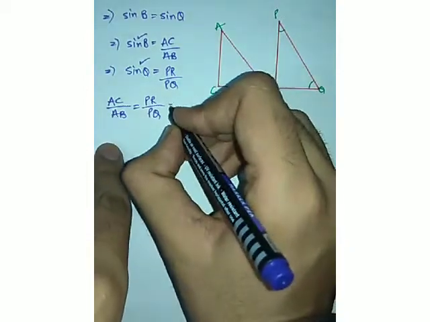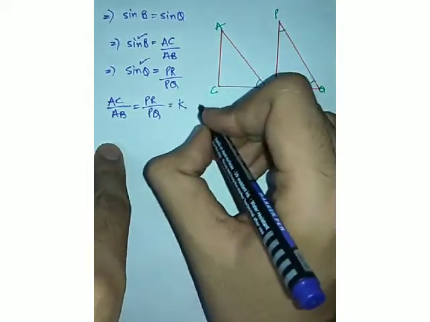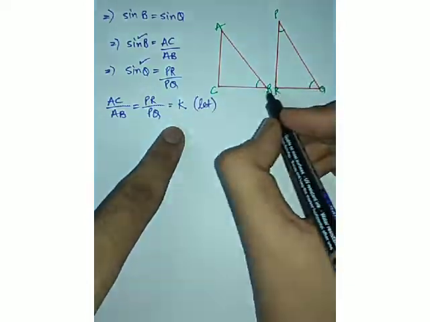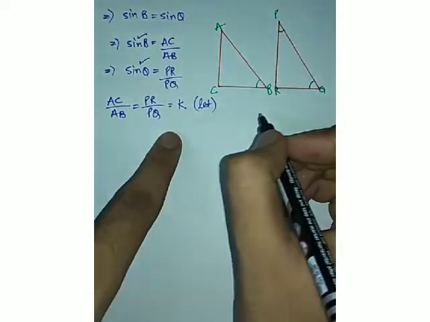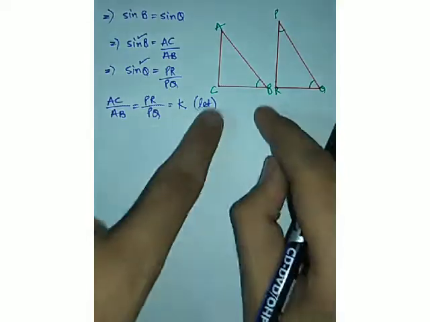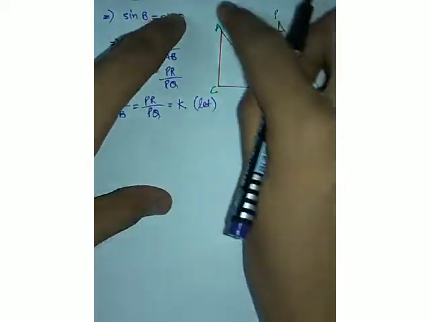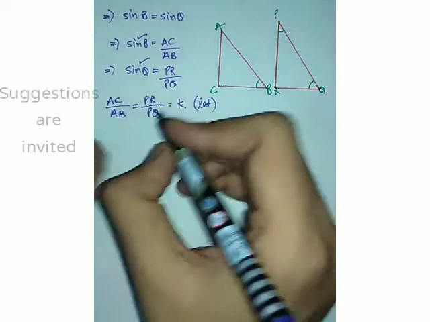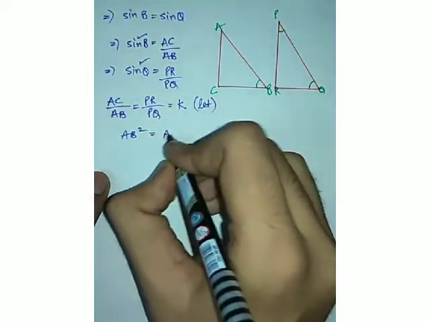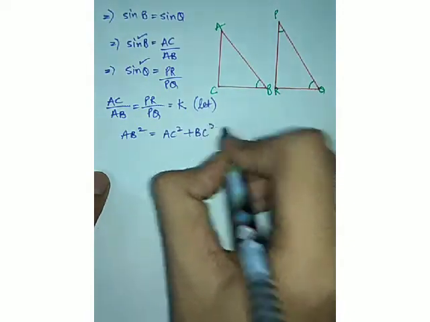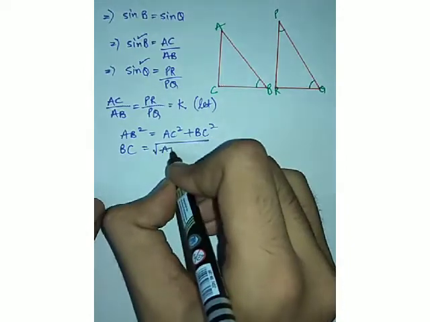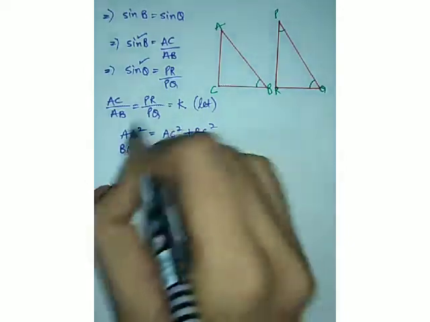So just let it equal to K, okay? Just suppose that it is equal to K. So now our motive is that BC upon QR must be equal to K. Only then will these three ratios be equal to each other. Now firstly, let's find the value of BC. Apply Pythagoras theorem on the triangle ABC. What will you get? AB square is equal to AC square plus BC square, or you can say that BC is equal to root AB square minus AC square, okay?